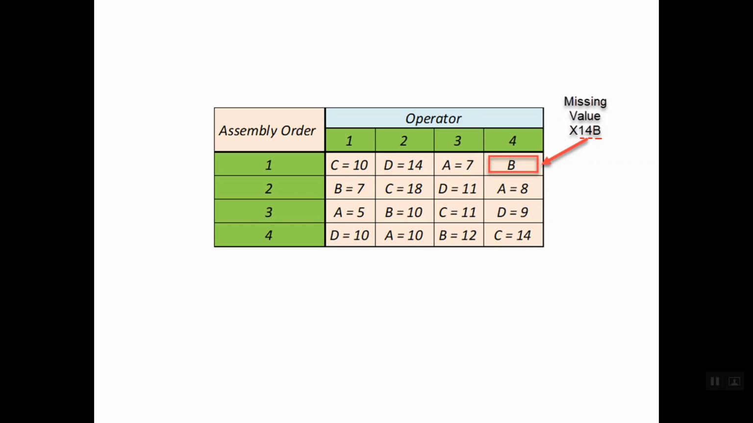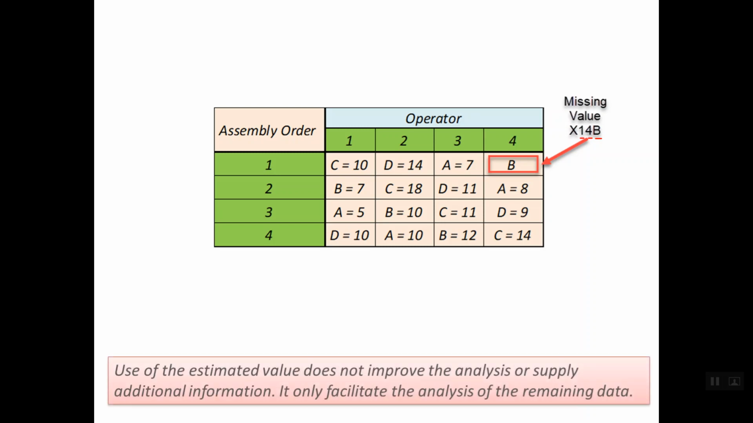First of all, we should make an estimation for this value, and the purpose of the estimation is not to improve the analysis or supply some additional information. The purpose of the estimation is just to facilitate the analysis of the remaining data. So this is the purpose of the estimation of the missing value.